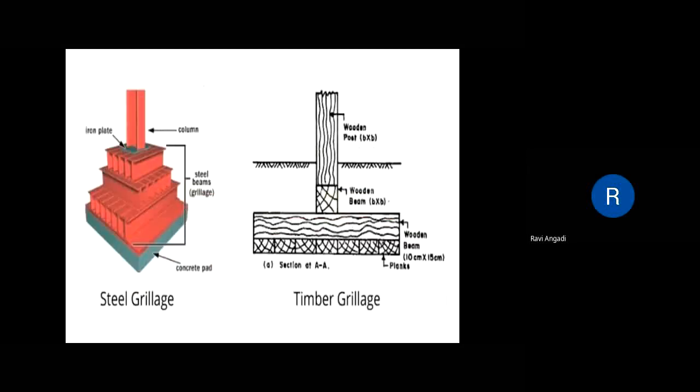So this is the picture of the steel grillage foundation, showing how the steel stanchions sit. These are the I sections provided here. Then the column concrete pad.